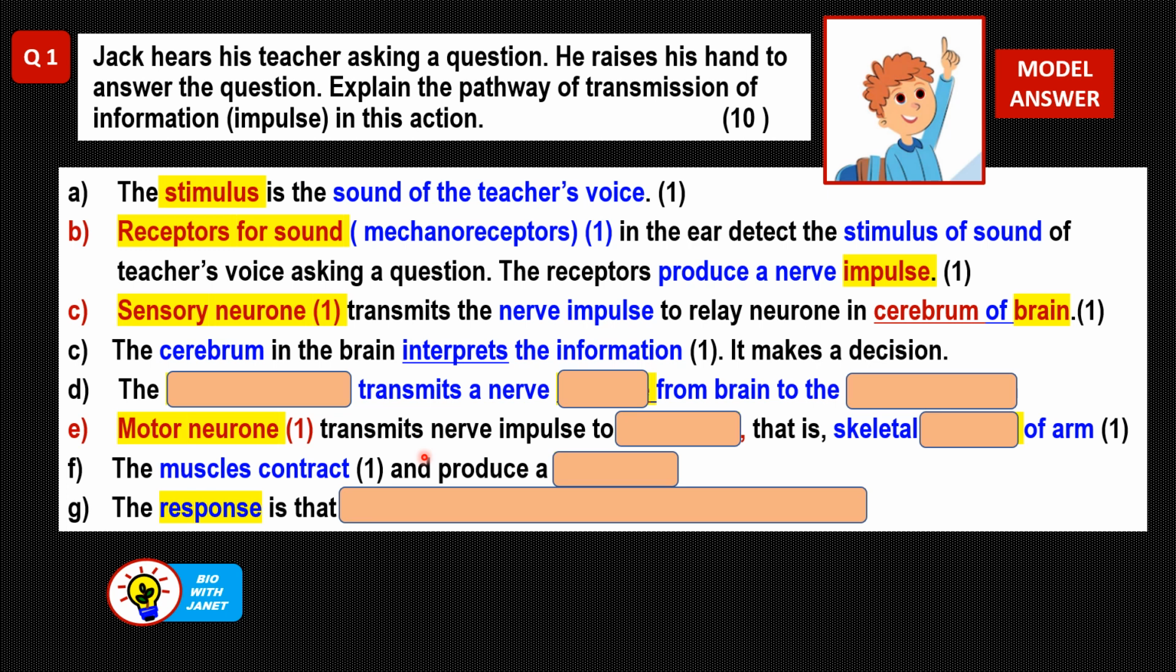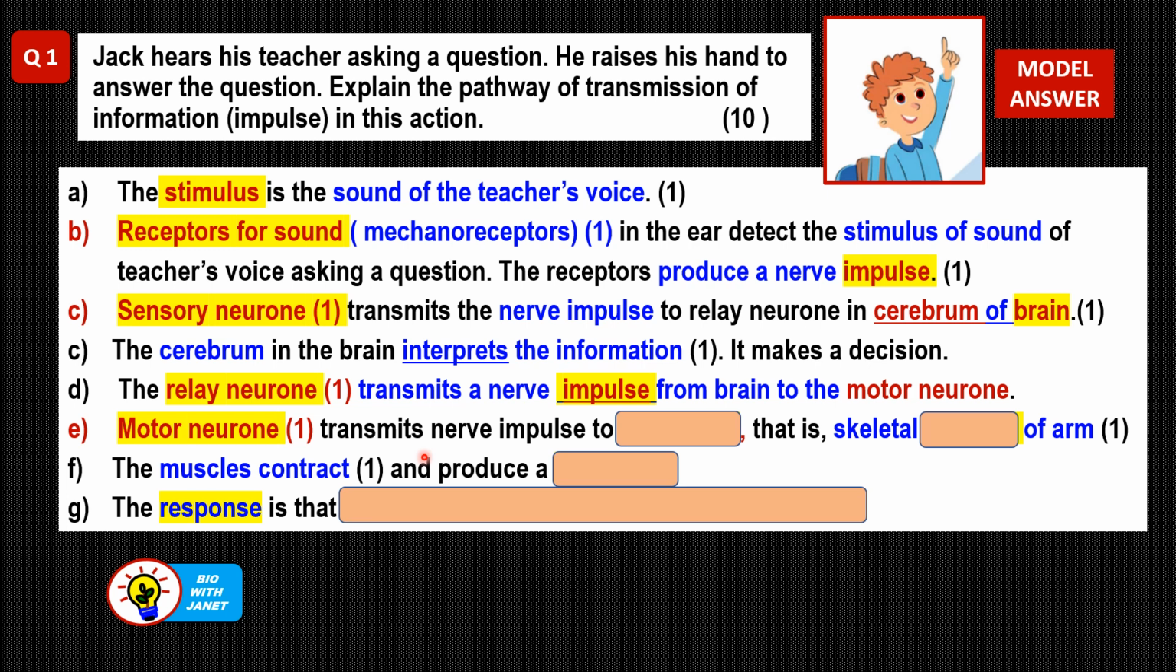Now, this is true for voluntary actions, as in this case, but for involuntary actions, it is different, right? Then the cerebrum makes a decision. So there may be 1 or 2 marks for this. Next, what is it that will transmit the nerve impulse from the brain? A relay neuron transmits the nerve impulse from the brain to the next neuron, which is, yes, the motor neuron. Then the motor neuron will go to the effectors.